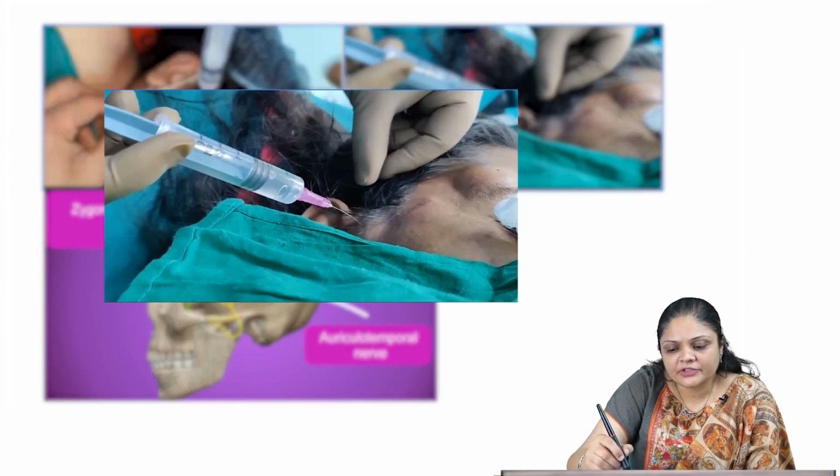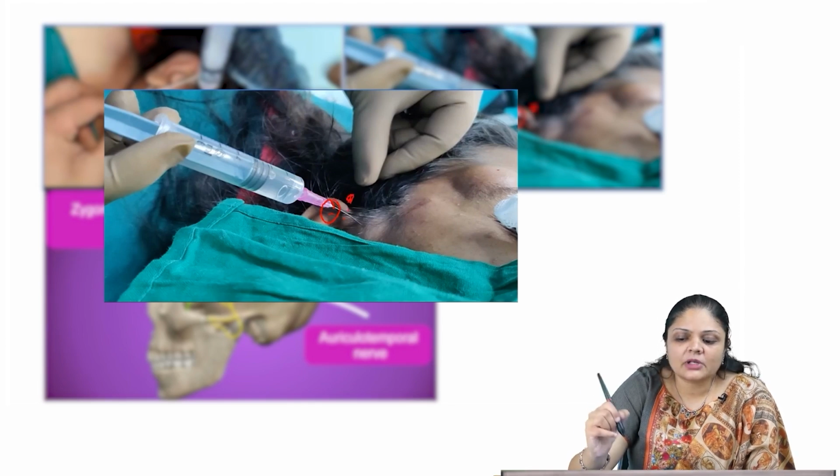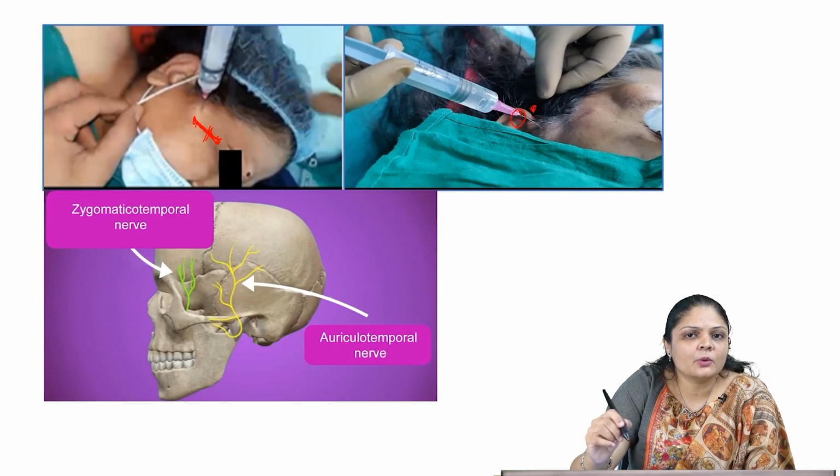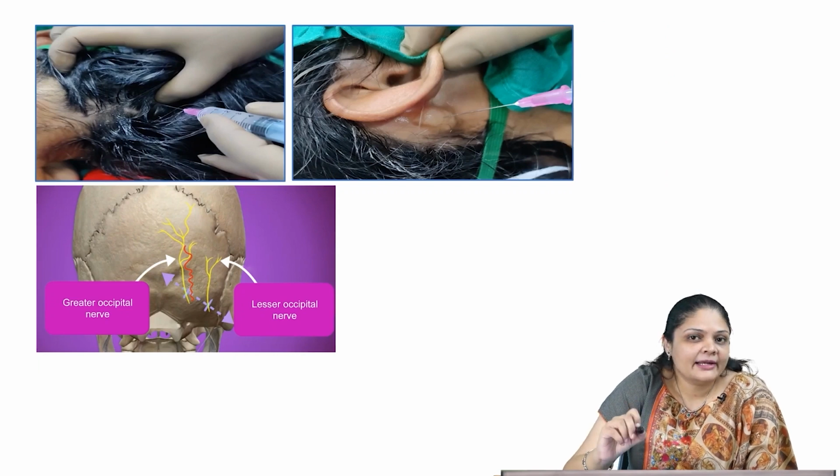Now this is blocked just in front of the tragus. You go 1 centimeter in line, again hit the bone and deposit 3 cc of drug. Always palpate for the superficial temporal artery there so that you don't do an inadvertent injection into the artery. These were the anterior blocks.